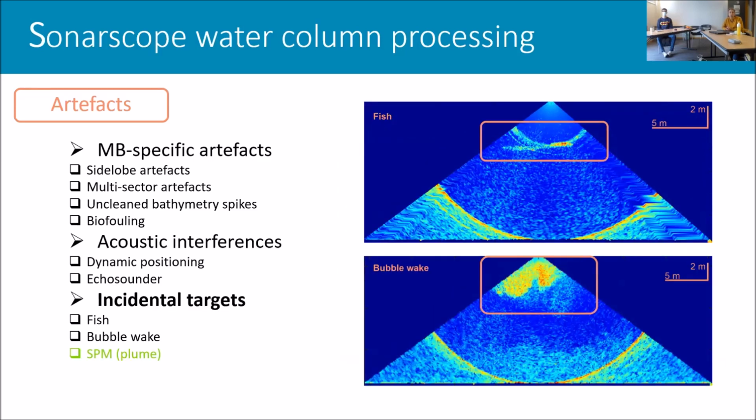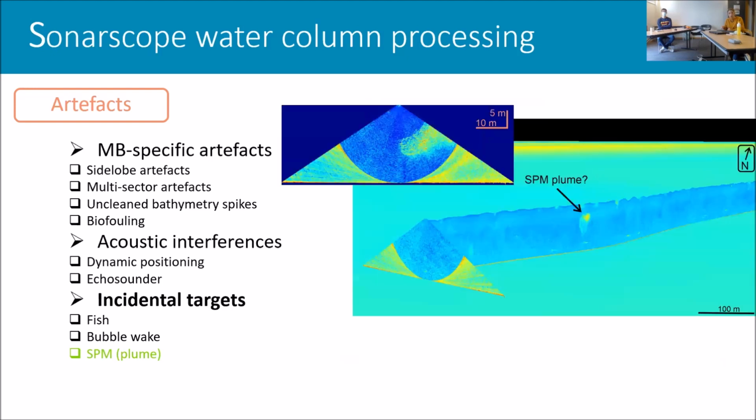So these are real features such as fish or a bubble wake, but we are just not focusing on them in the TIMBERS project. So it's important that we can discriminate them from an SPM plume, and sometimes that's very straightforward because of the geometry of the feature or the positioning, as for example, the bubble wake that you see there. But sometimes it's also not clear if what we are seeing is a fish school or an SPM plume.